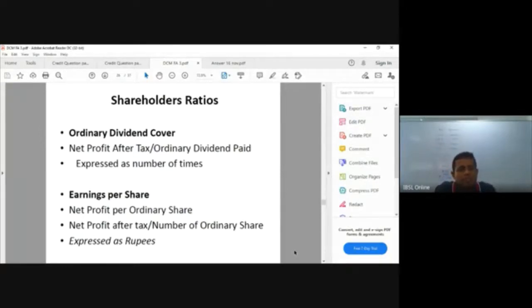First one is the net profit after tax. Then the second one is the ordinary dividend cover, meaning out of the profit, the number of times that you can repay the dividends is the answer, right? Using your profit, how many times can you declare the same amount of dividend? If it is higher, the better it is.